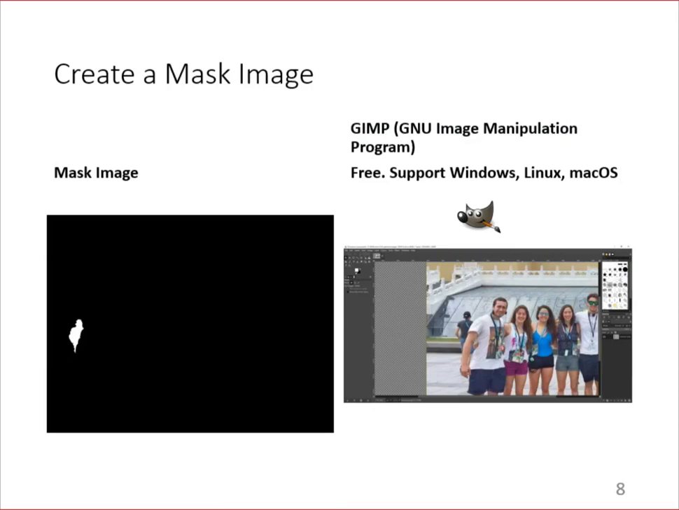Okay, so what I did is first I created a mask image. The region here is the district and the background. So you can see there is a similar shape.